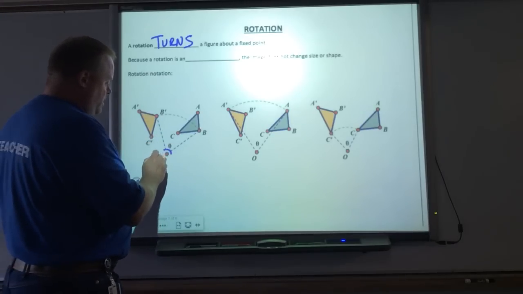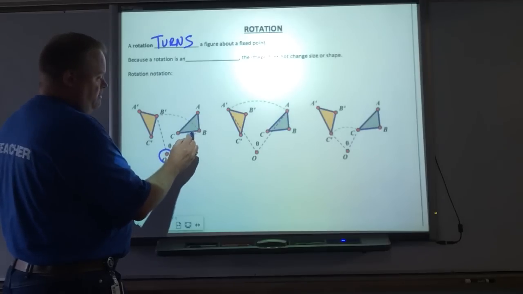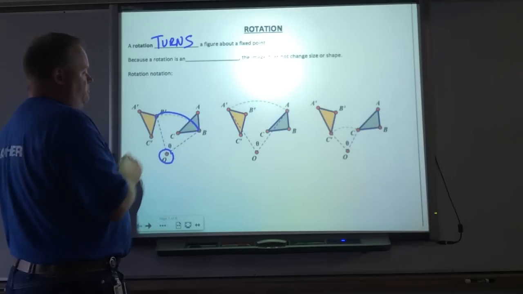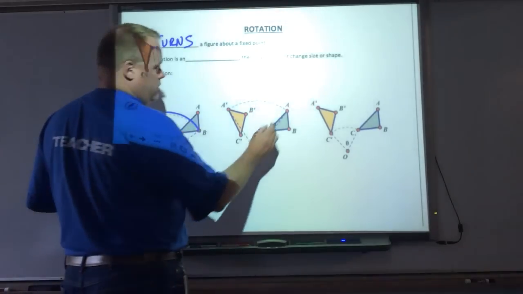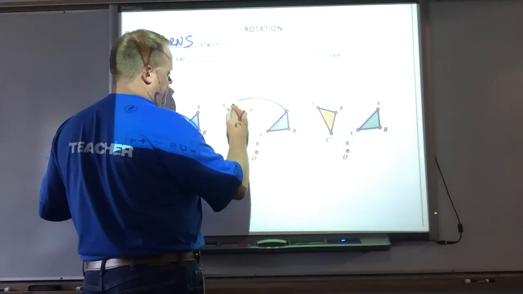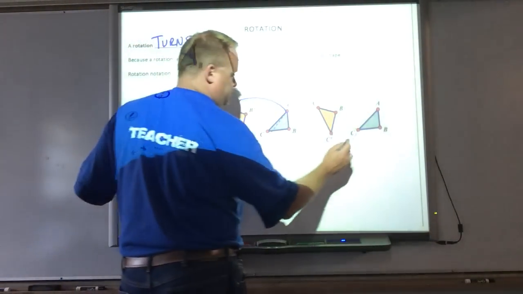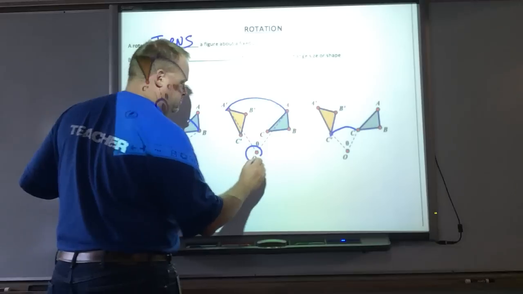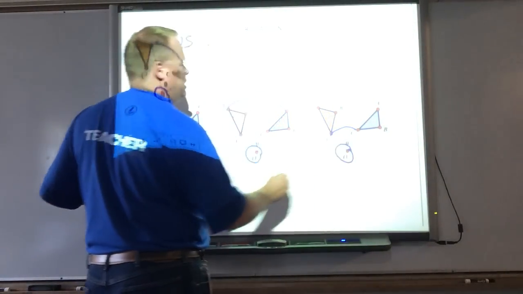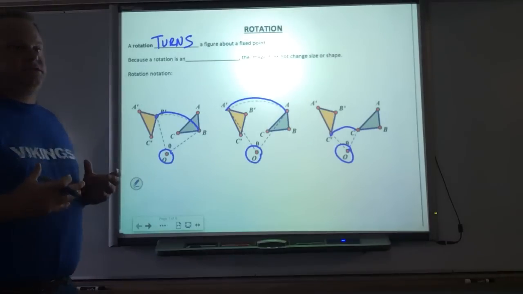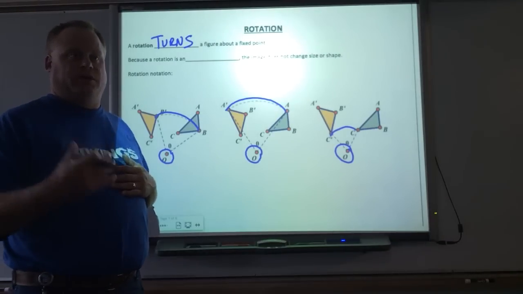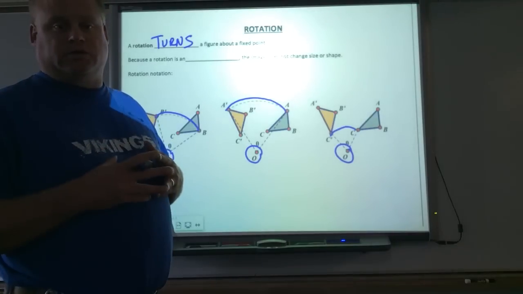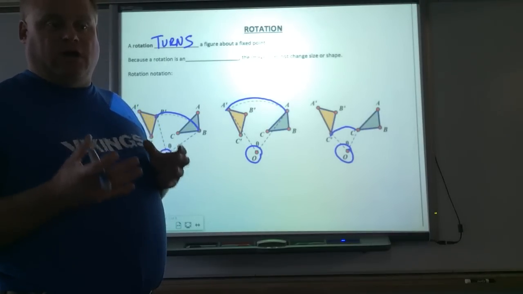Here's my origin right here. If I rotate point B, I'm rotating it around a fixed point and it slides right over here. In the same regard, I'm taking point A and rotating it around here, and then point C is rotating. All of these are rotating about the origin, which is located right there. So this is what we're going to talk about today: rotations, or turns, about the fixed point, the origin. What we're doing today only works with rotating around the origin.